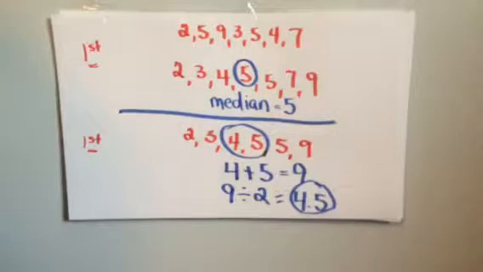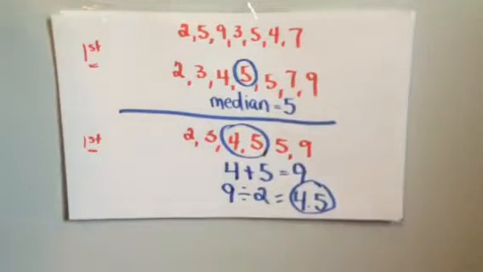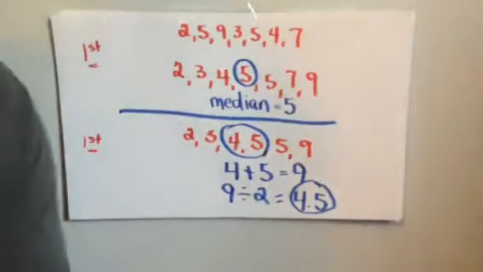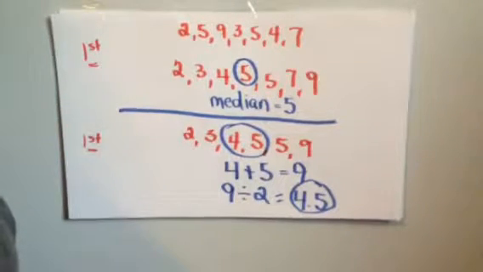It's really important that you remember when you're finding the median that you have to list the data set from least to greatest. If you don't list the data set from least to greatest, your calculations are going to give you an incorrect median.